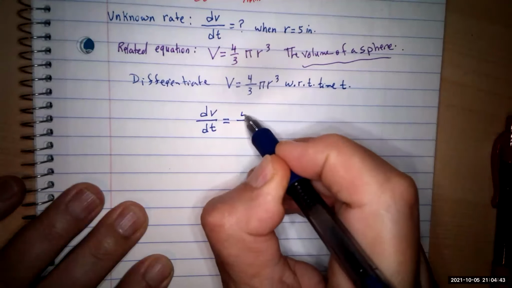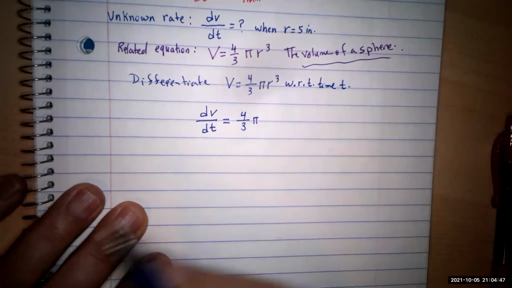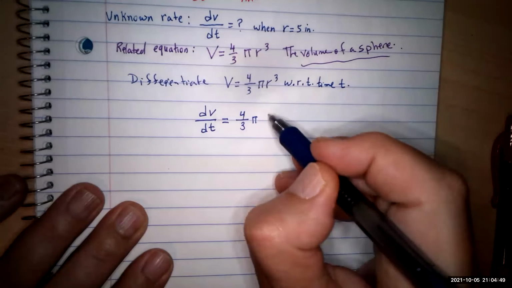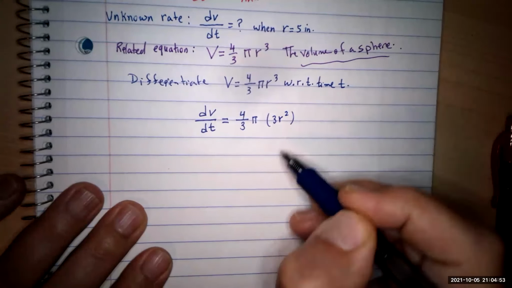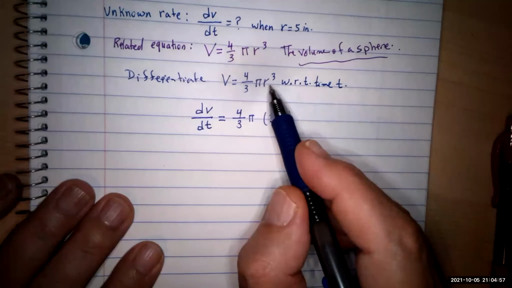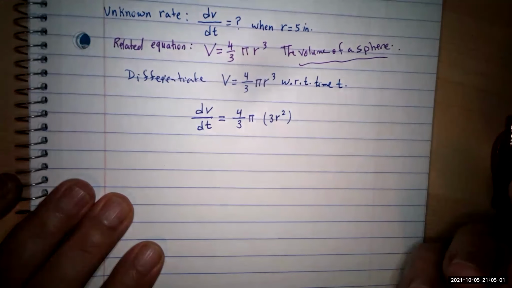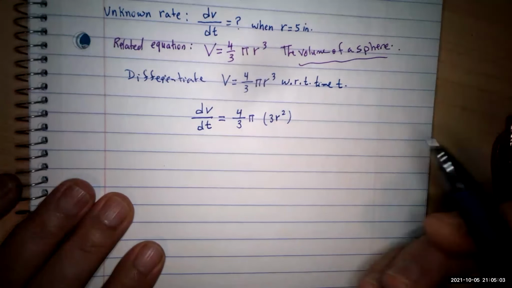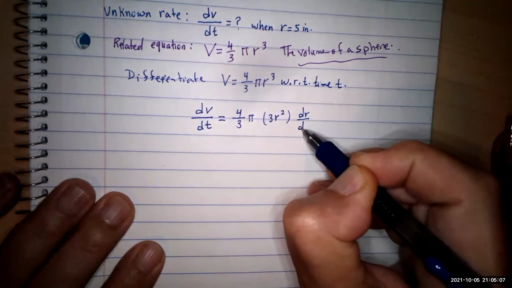4/3 pi is a number. Use the power rule for r cubed. It's going to be what? It's going to be 3r squared. But remember, you have to multiply by the rate of the radius, whatever it is. If it is x, dx dt. If it's r, dr dt. If it's p, dp dt. So you multiply by dr dt.